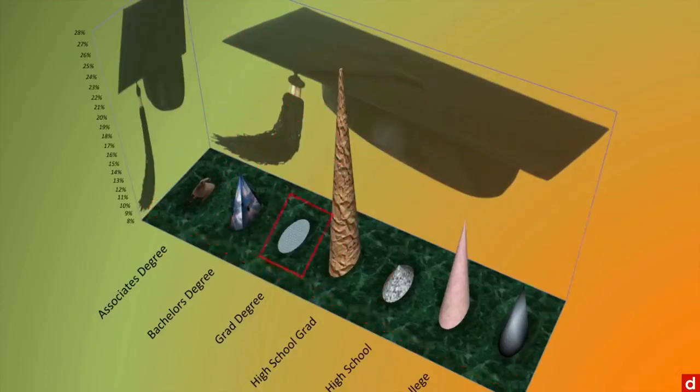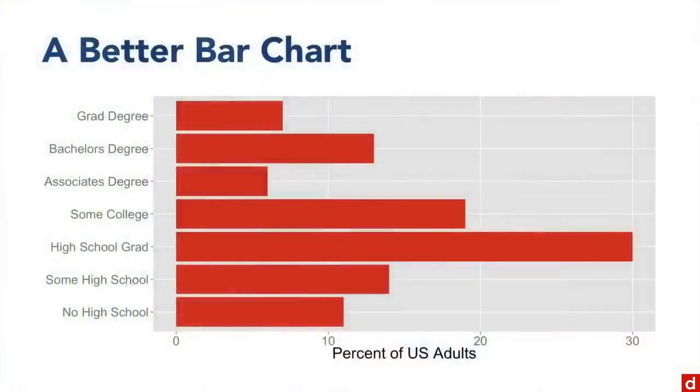You know, if you want to take an extreme, this one for grad degrees doesn't even make it to the floor value of 8%. And this one for high school grad is cut off at the top at 28%. And this, by the way, is a picture of a sheep, and people do this kind of stuff and it drives me crazy. If you want to see a better chart with the exact same data, this is it right here. It's a straight bar chart. It's flat. It's as simple. It's as clean as possible.